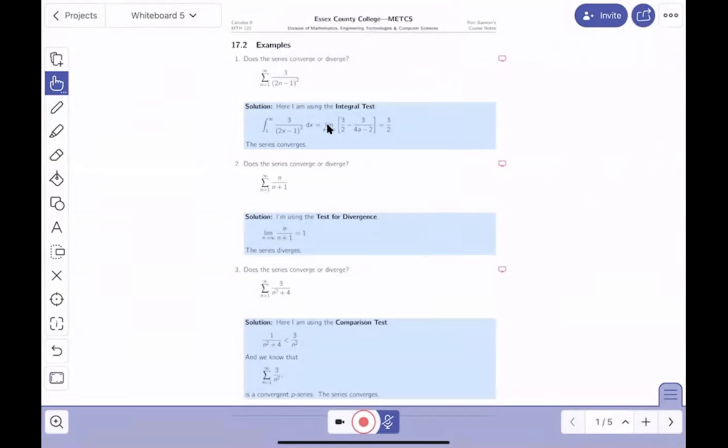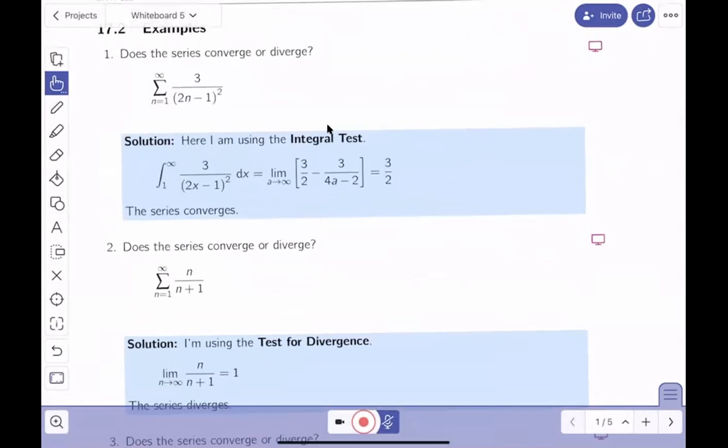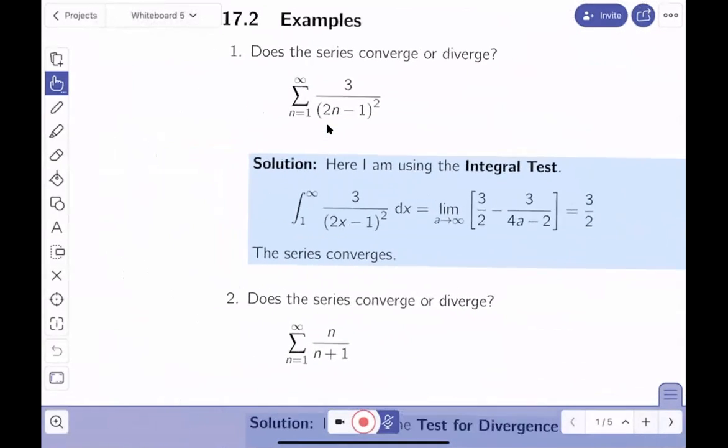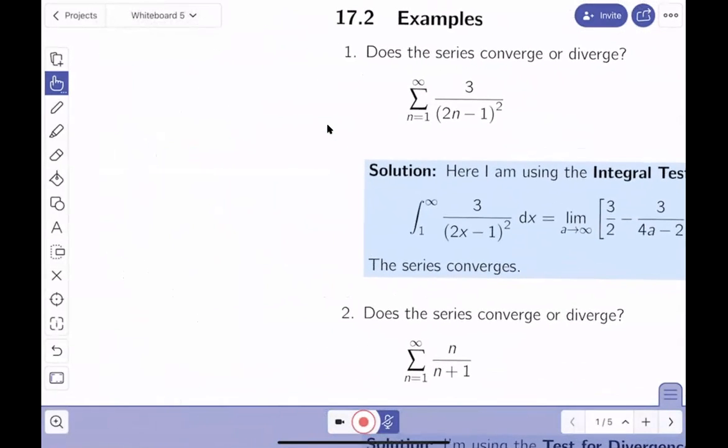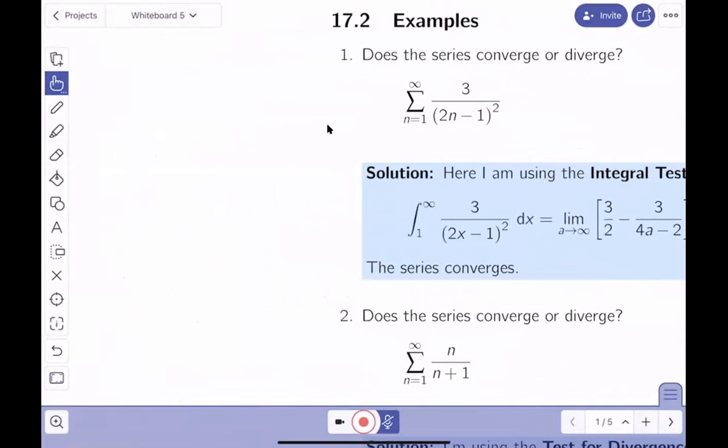As I'm doing this, certainly we hope your work on exams would be readable. I typed this up for you. I'm not expecting you to type on exams, but I'm going to look at this problem over here. One thing I would do, just from the get-go, is look at it and see this is definitely a positive term series.